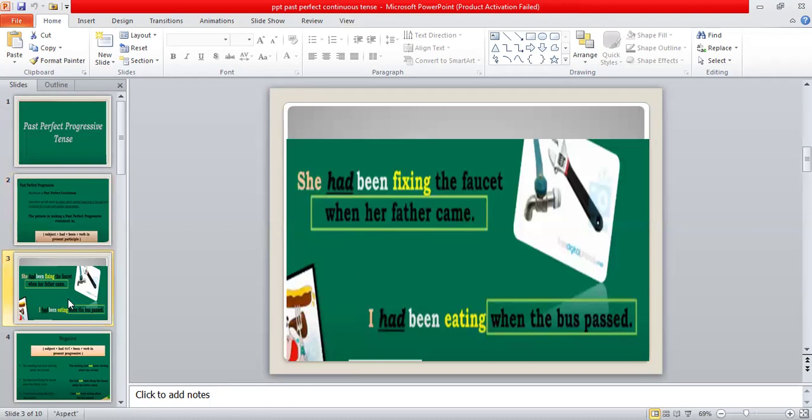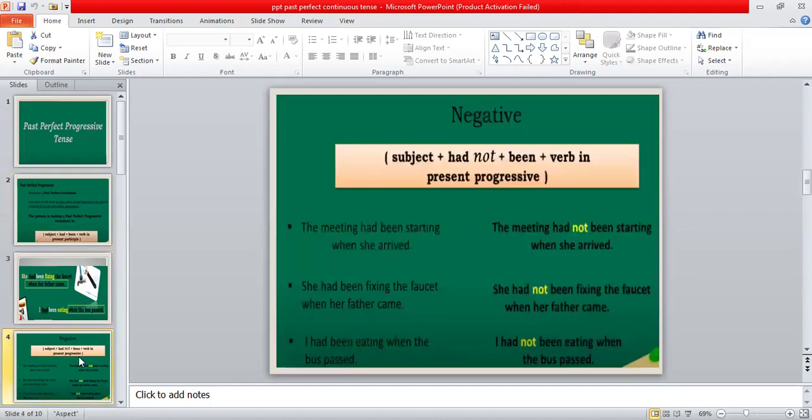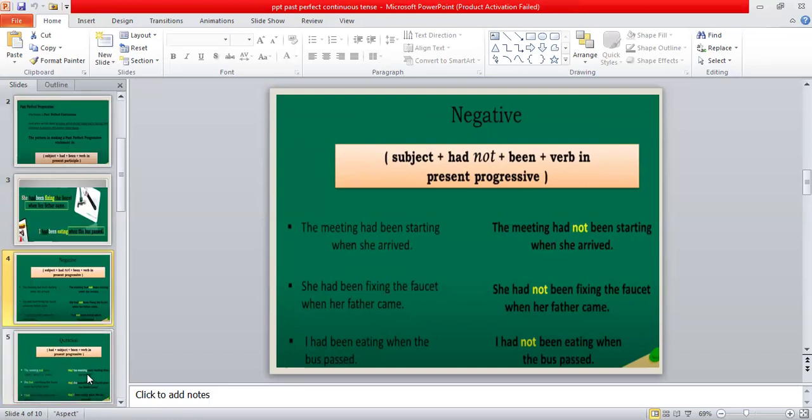Suppose you can see in the example, she had been fixing the faucet when her father came. I had been eating when the bus passed. So in this way, we have to use past perfect progressive tense. If you want to make a negative sentence, then you will use had not been with the ing form of the verb in the case of negative sentences.